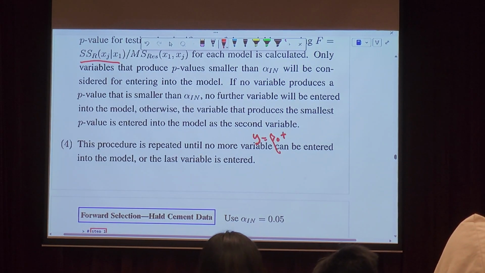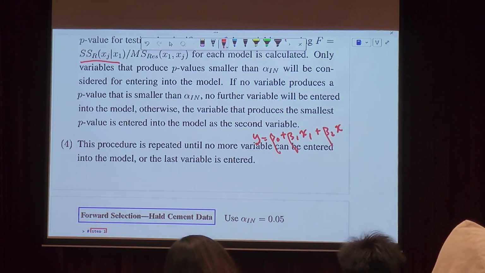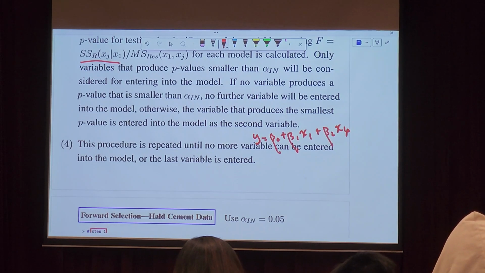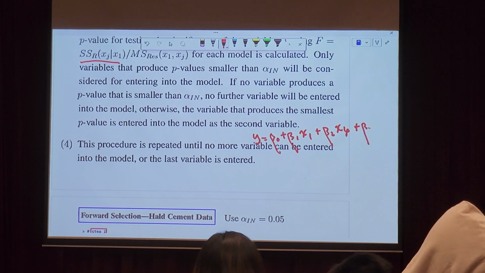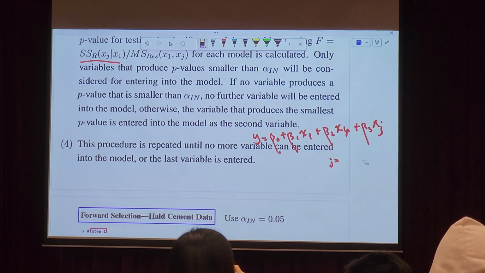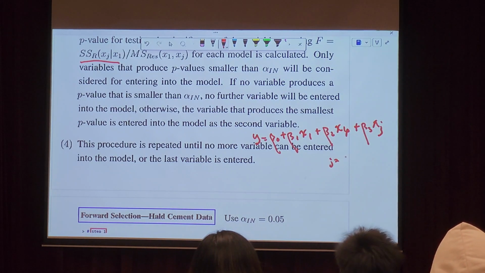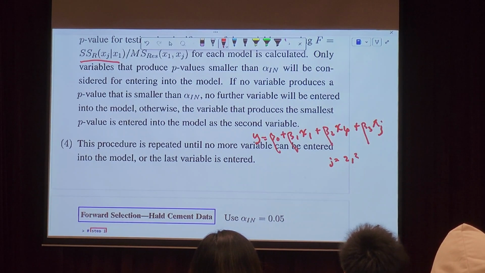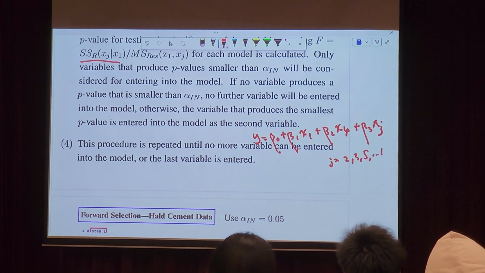So, now, let's say the model that we got after the second step is x4. So we have entered x1 and x4 already. Then we consider adding another one, beta 3 xj, where j cannot be 1 and cannot be 4, so it's either 2, 3, 5, up to k. So you consider the third one.